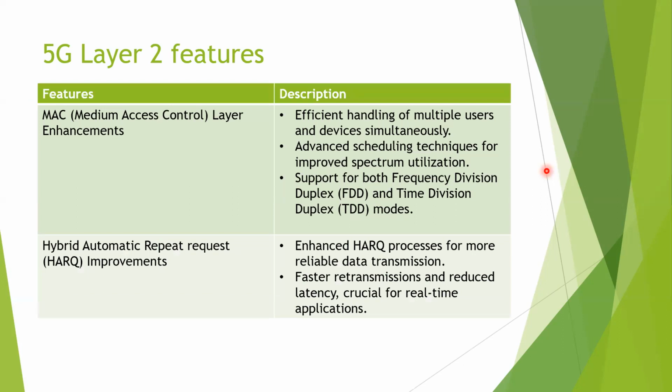So some possible features around layer 2 might be MAC, the medium access control layer. That means effectively handling multiple users and devices simultaneously, with advanced scheduling techniques for improved spectrum utilization and support for both frequency division duplex and time division duplex modes.